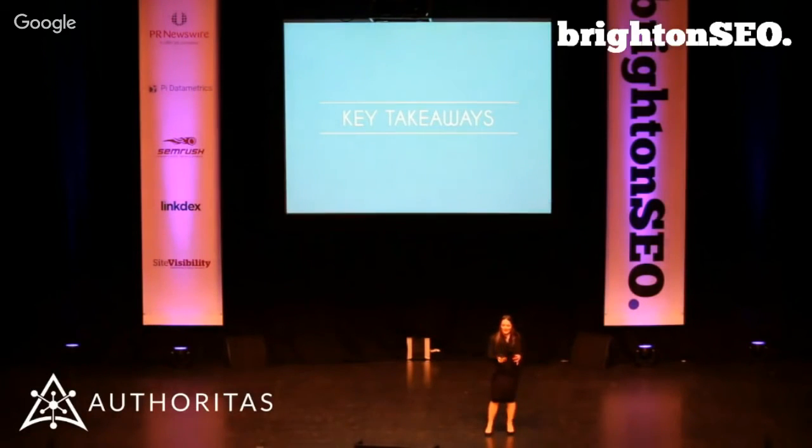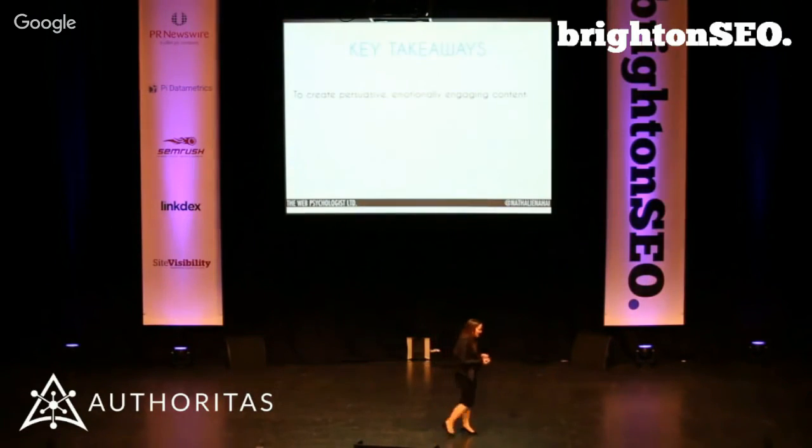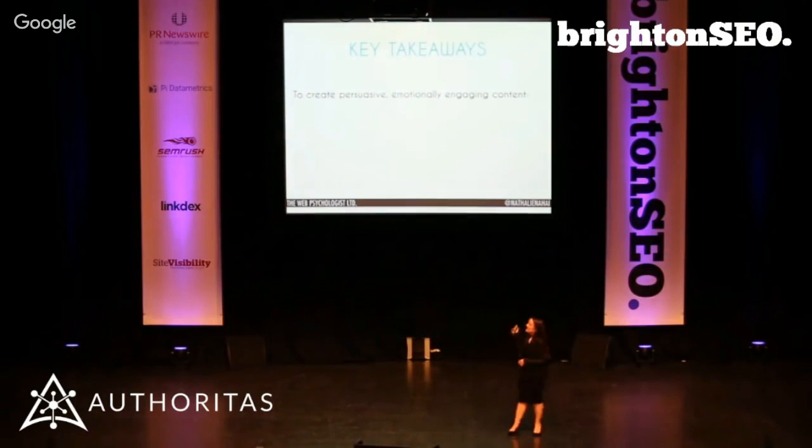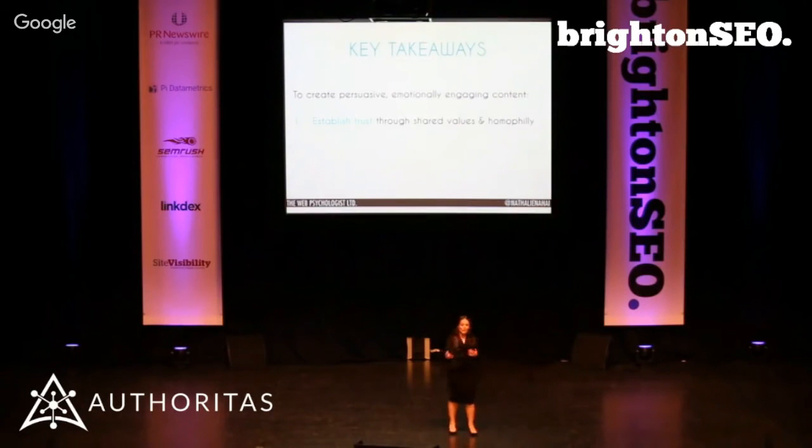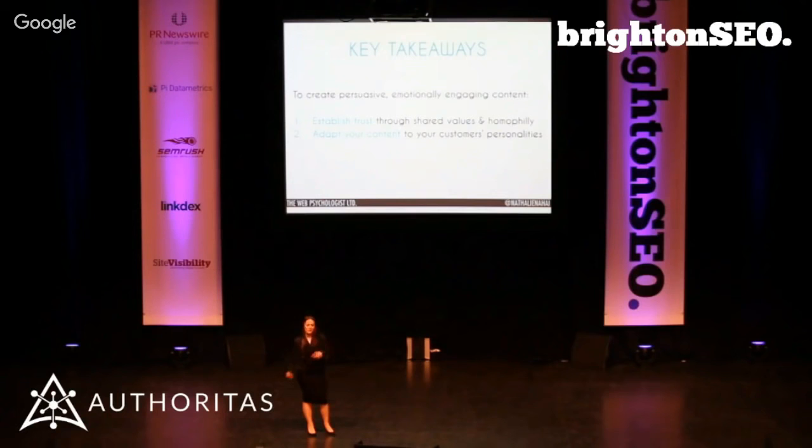So I'm going to do some key takeaways. I know you're desperate for your drinks, probably. The key takeaways are, if you want to create persuasive and emotionally engaging content, number one, you have to establish trust through things like shared value and homophily, show people how you're similar to them, mirror them. The second is that you have to research and then adapt your content to your customers' personalities, their motivations, their aspirations. And then finally, use trigger words and deliver value when you're creating content that's going to hook them in and get them to take action.